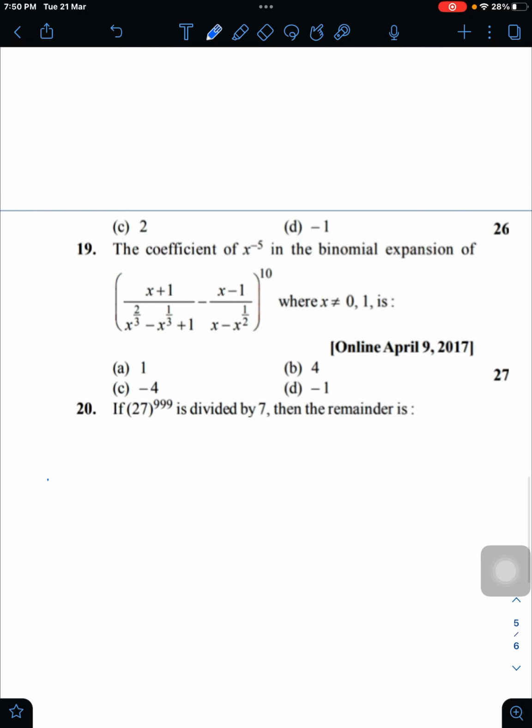Look, we are going with question number 19. This question was asked on 9th April 2019. The question is: the coefficient of x to the power minus 5 in the binomial expansion of this. Now many of you will say, sir, look at the size of the question, it looks so horrible. No, beta, always remember one thing. The questions asked in the JEE Mains or JEE Advanced exam are not lengthy. They are quite tricky. You need to apply the concepts you have studied, think in a very different way, and I'm sure you are going to crack the question.